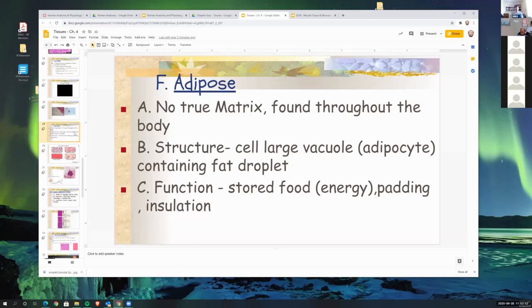And that's why if any of you out here have tried to lose weight before, what you're actually doing is losing the space within those vacuoles. You're actually getting rid of some of the extra material in the vacuoles as you burn the energy.